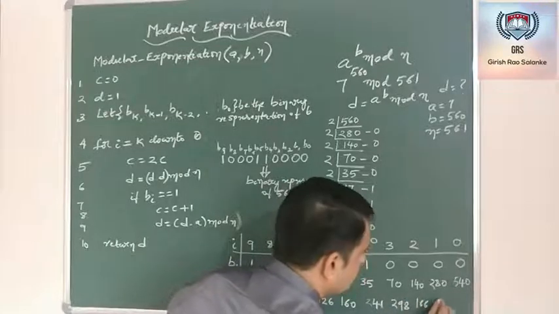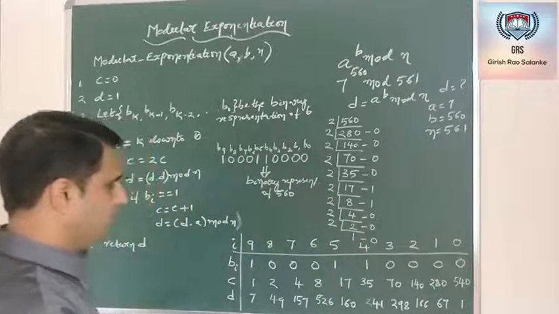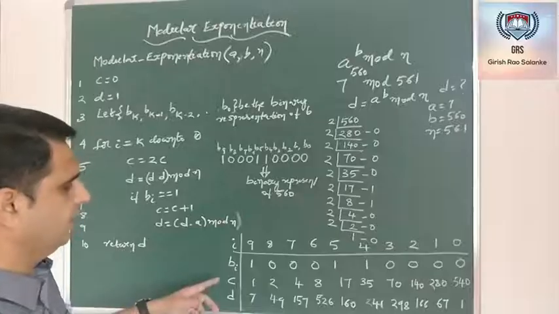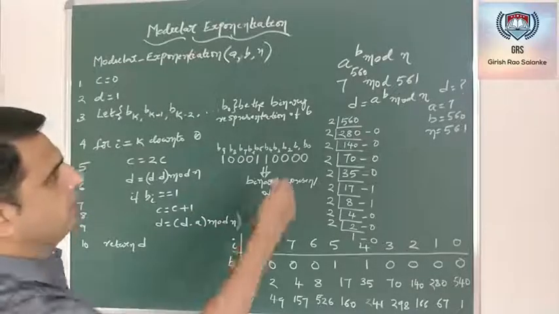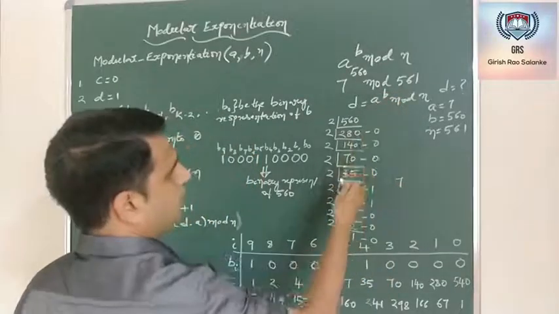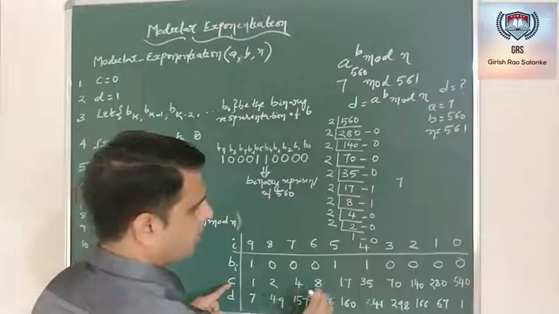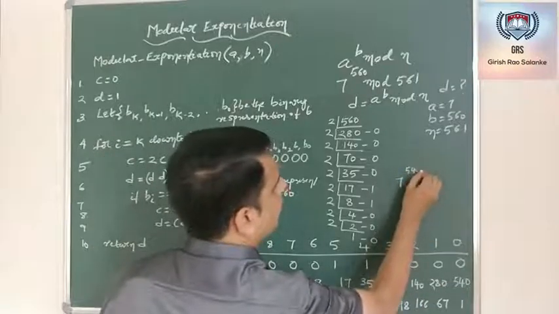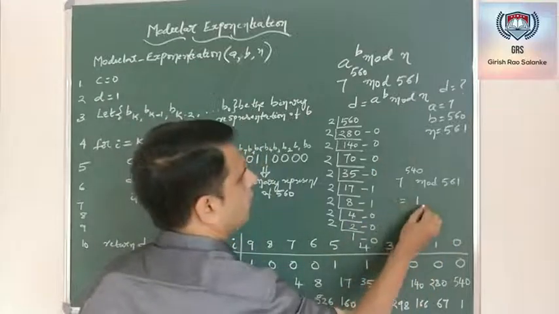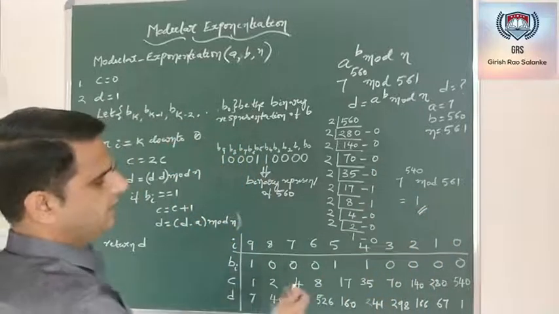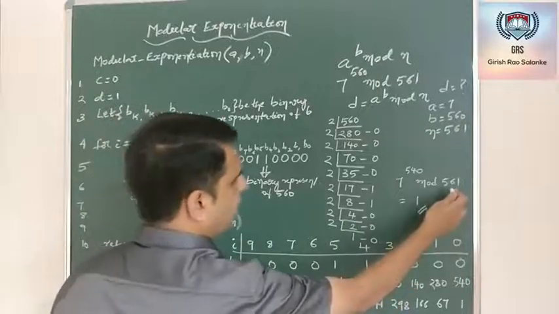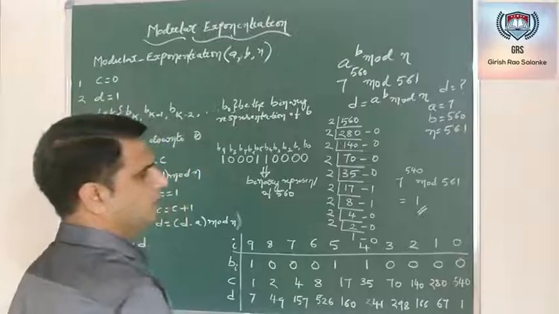166, 67, and 1. With the help of this table, you can calculate 7 to the power of b. B is nothing but this; this is my temporary b. That is 540, and 7 to the power of 540 mod 561 is 1. Similarly, I can find that 7 to the power of 70 mod 561 is nothing but 298.